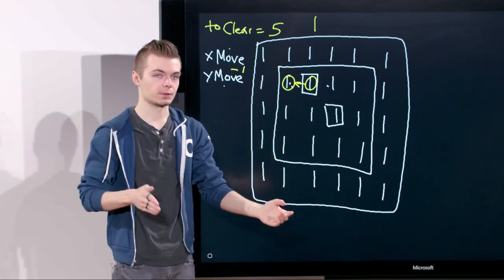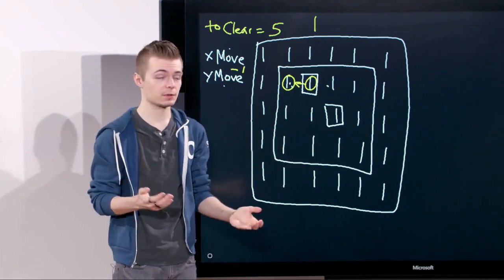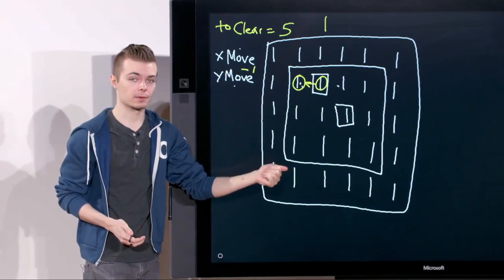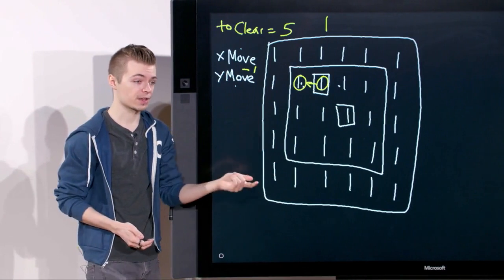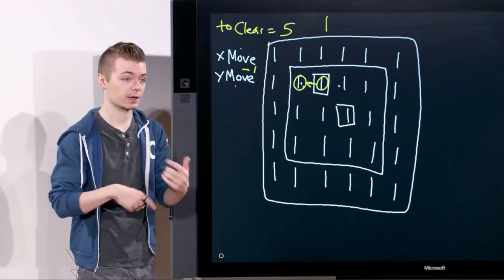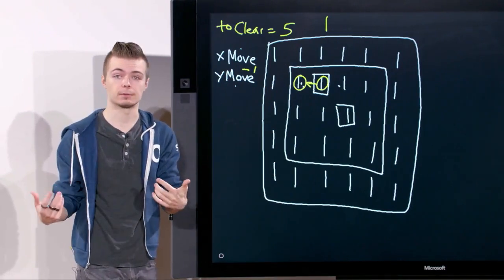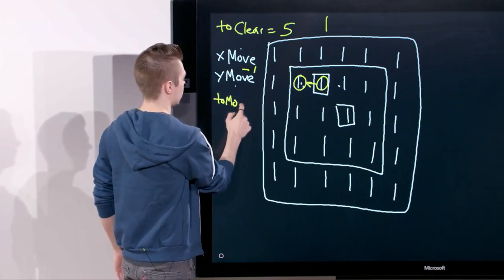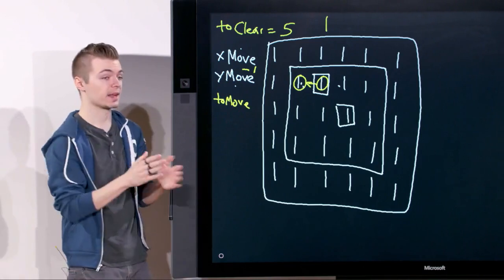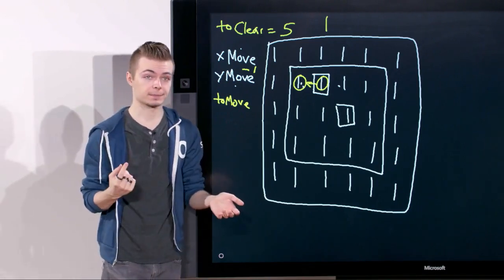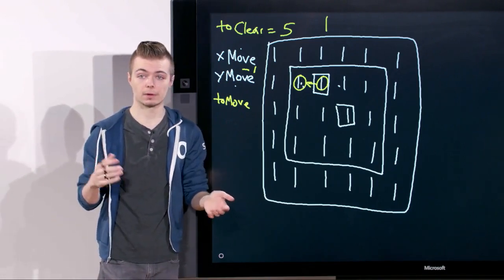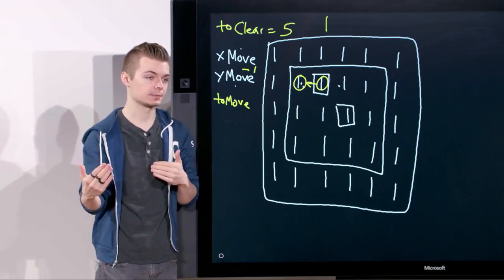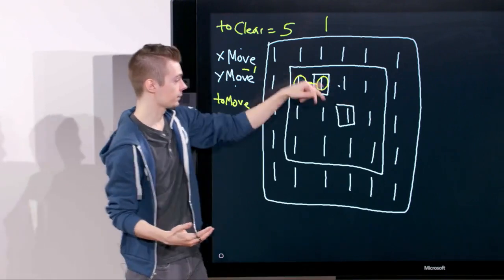So what we actually want to do is, when we flip a coin and we say X move or Y move, we want to also say times to move. We want to create a new variable called number of times to move, effectively, right? And then we just set that to a random number between 1, so we're going to move one tile, and the size of the maze minus 2, right? Taking into consideration both walls.